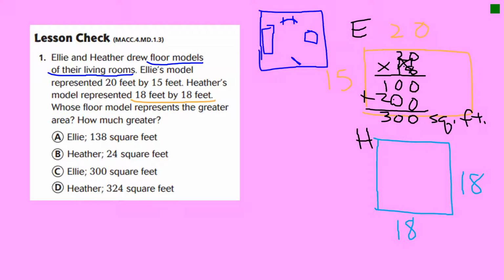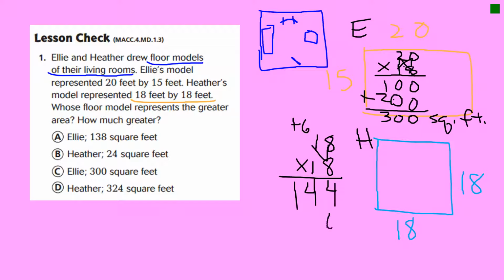Now, Heather's living room is 18 by 18. Okay, I'm going to do that math right here. 18 rows of 18, to find how many square feet are in her living room. 8 times 8. Well, you guys remember that one? If you don't, go back to 8 times 5 is 40. 8 times 6 is 48, right? 8 times 8 is 64. 8 times 1 is 8, plus those 6 more. So 8, 9, 10, 11, 12, 13, 14.